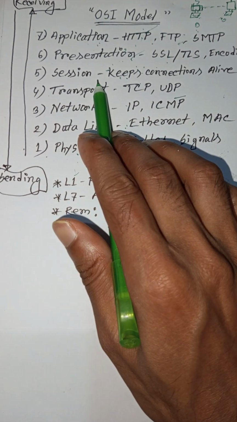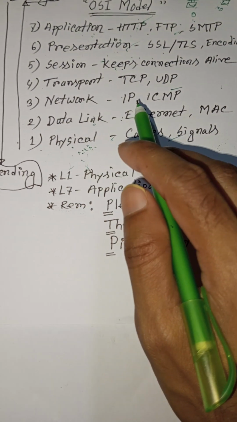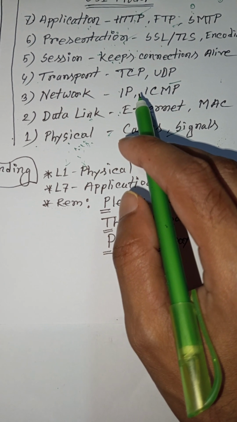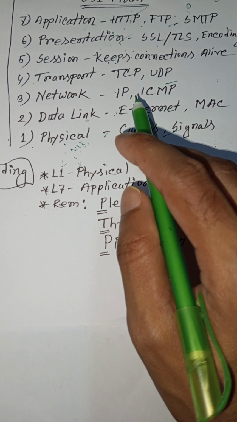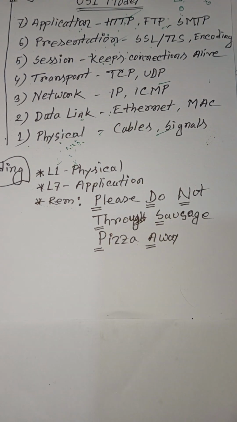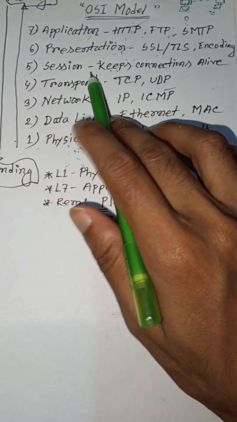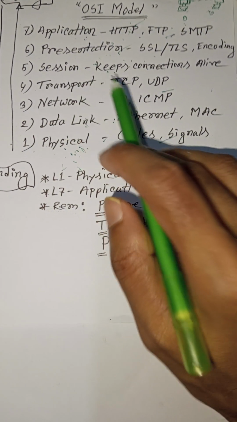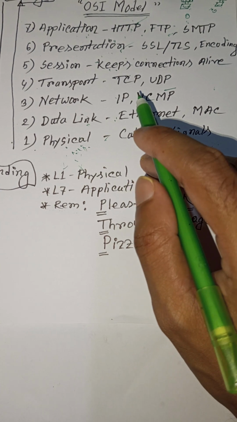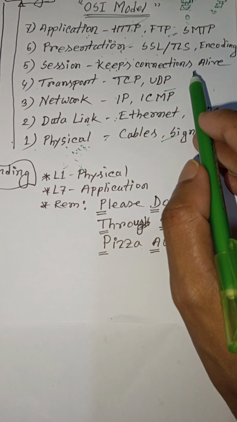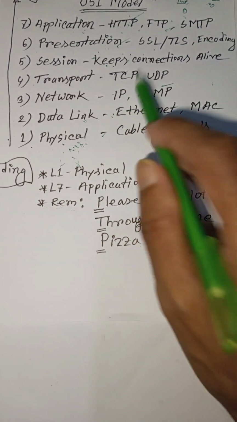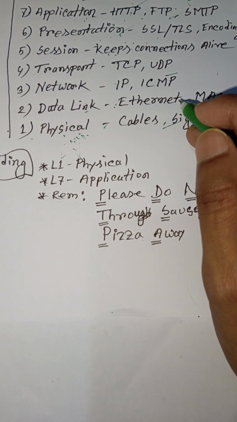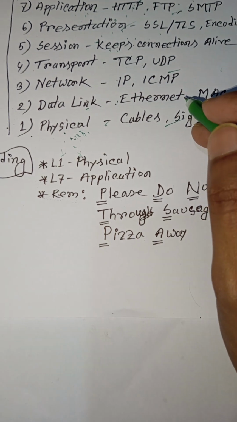The session layer manages connections. It starts, maintains, and ends communication between two devices, like when a video call stays connected. Layer 4 is the transport layer. It breaks data into smaller pieces. TCP is reliable, like sending a package with tracking. UDP is faster but doesn't confirm delivery.